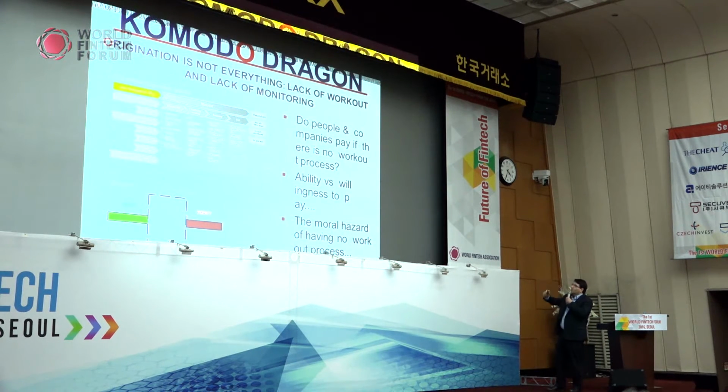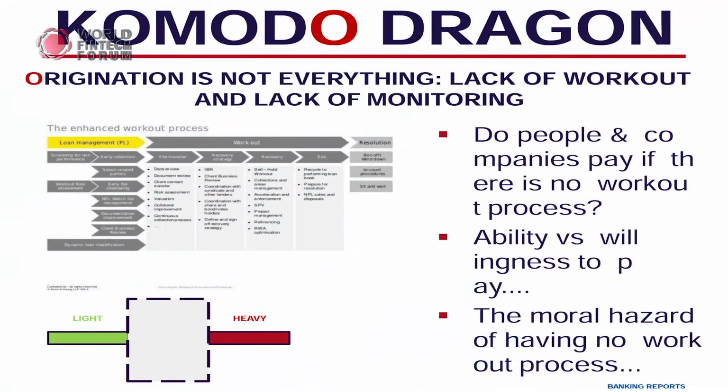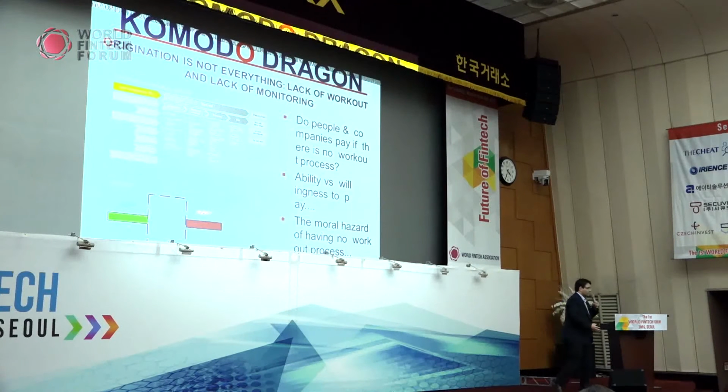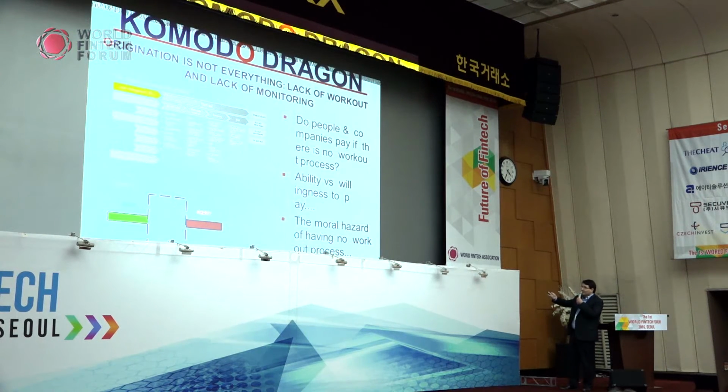Okay, origination is not everything. Lack of workout and lack of monitoring. I mean, think about this. Banks have workout departments. Banks have dozens of years of experience with the workout process, legal background, legal experts, and so on, and so on, and so on. And it's still very, very hard to do workout, to get money from someone who doesn't want to pay. Okay? Now, these sites don't have workout processes. And if I go into crowdfunding, can I do workout myself? That would be even illegal. Okay? So this is a big problem.